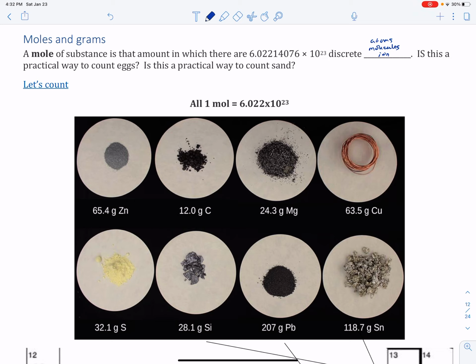Is it a good way to count eggs or sand? Let's look at what happens when you try to count something.